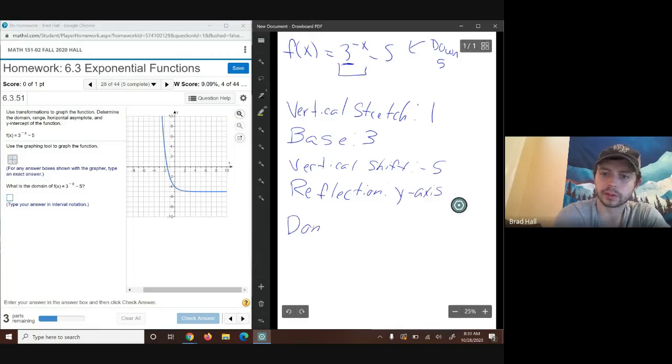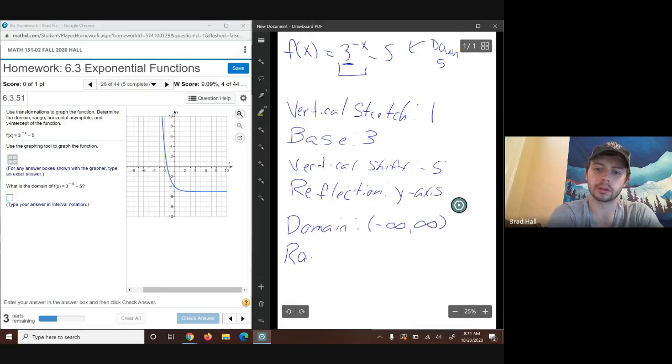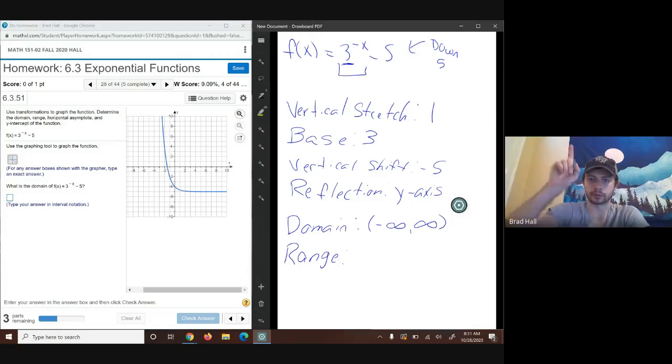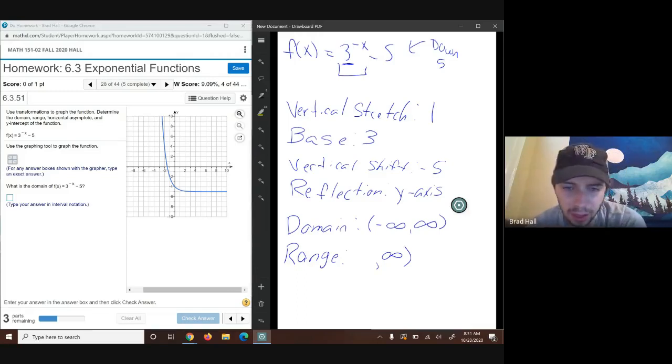So since we see the graph as such, we can see that the domain is all real numbers, which is always true for exponential functions. The domain is always all real numbers. The range, though, is not all real numbers because the graph doesn't go up and down both ways forever. It goes up forever. So if anything, we can expect positive infinity upwards, but downwards, we have to observe that there is a horizontal asymptote at what seems to be negative 5.